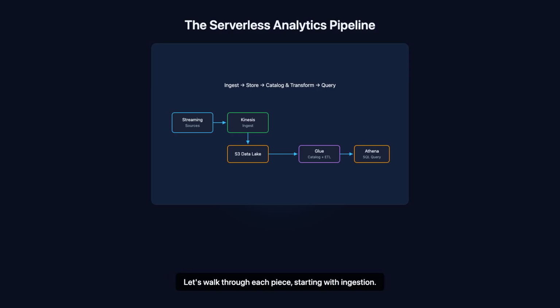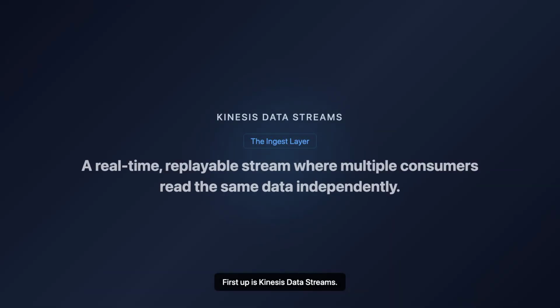Let's walk through each piece, starting with ingestion. First up is Kinesis Data Streams. Think of it as a durable, real-time pipe with 3 defining traits. The data arrives in sub-second time, multiple applications can each read the whole stream independently, and you can rewind and replay history. Hold on to those 3 traits. They're what separates streams from everything else in this video.